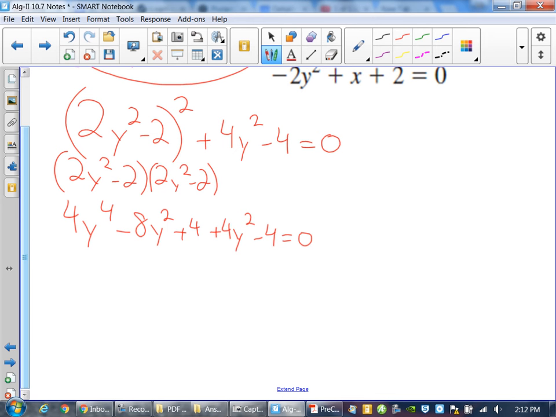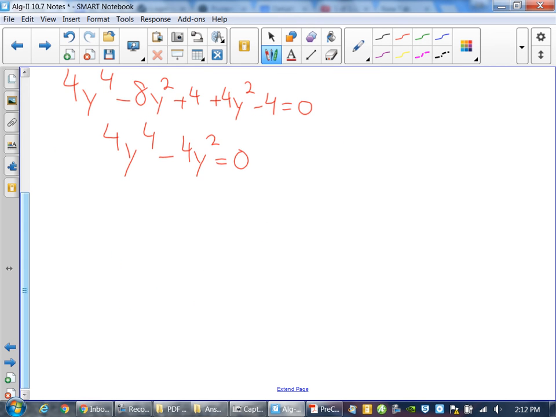You've got that nasty looking polynomial. Wait, where did you get 8y squared? I foiled the outside and the inside, so I get 2y squared times negative 2 plus 2y squared times negative 2. Oh, I just combined the middle there. Yes, sir. It's not that nasty. As you get through it, it starts to simplify itself out. So you wind up now with 4y to the 4th minus 4y squared is 0. Are we okay with that?